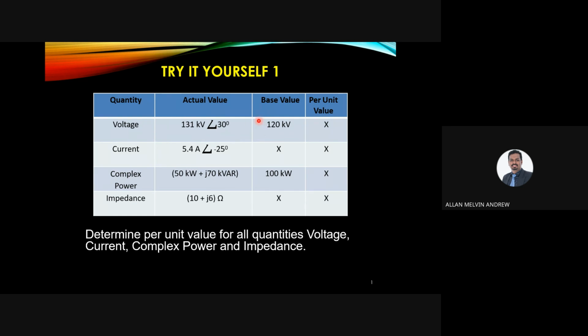Okay, so you try to find by yourself. Two base values are given, but you can see the actual value has a real value and also an imaginary value. Imaginary values normally we will give based on the letter J, and we can have a phase shift. Okay, we can give an angle. So we will see how it will be represented in per unit calculation.